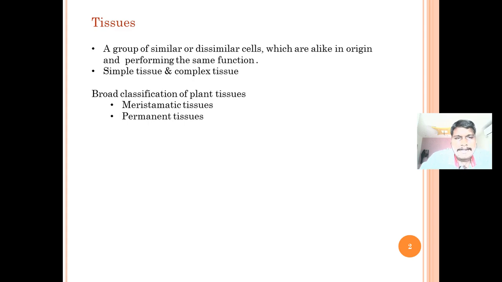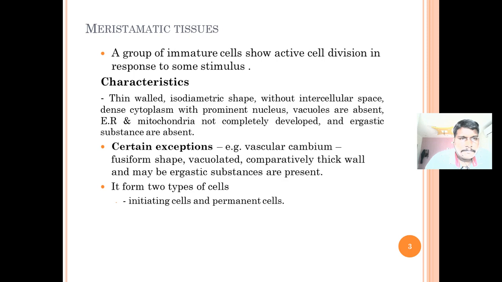When it comes to broad classification of plant tissues, it is classified into two. One is the meristematic tissue, another one is permanent tissues. Meristematic tissues are a group of immature cells that show active cell division in response to some stimuli. The stimuli may be internal or external. Based on that stimuli, the cells undergo continuous cell division.